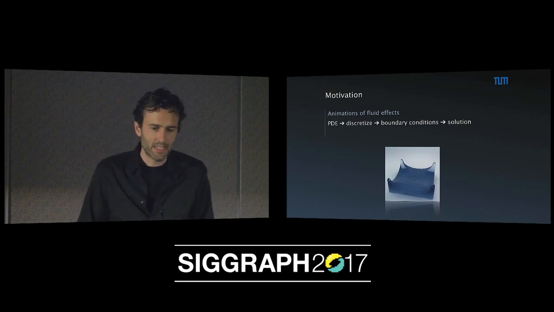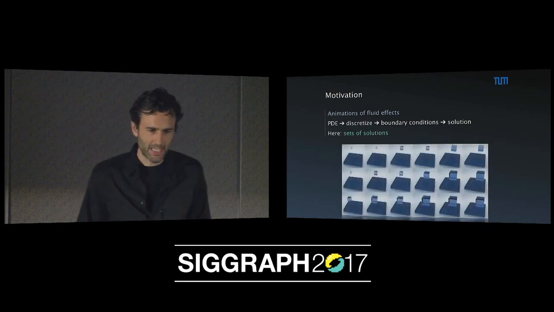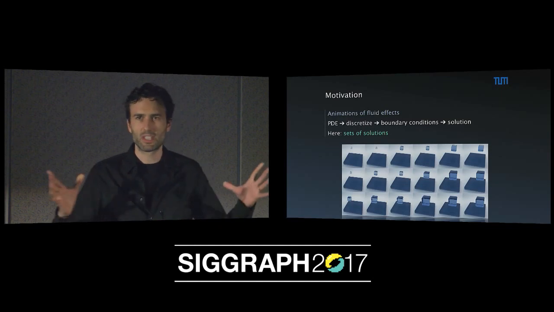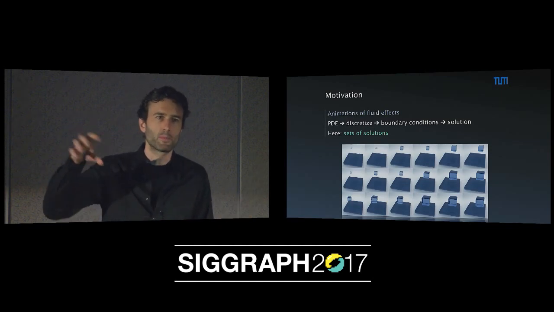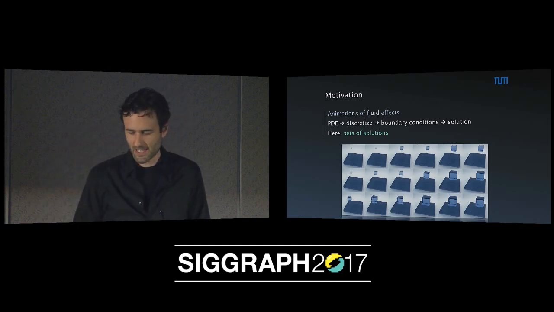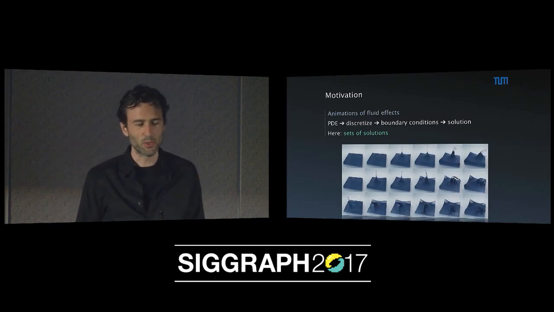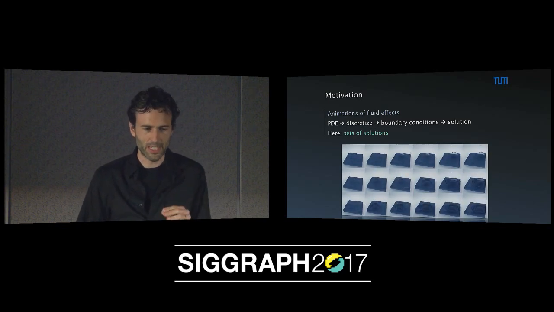What I want to look at in the following a bit more are sets of solutions. So we have a whole space of liquid behavior. For example, what you can see here, a drop of liquid falling at different positions with a different size, and then if we compute these solutions, we might actually get a pretty complex behavior.